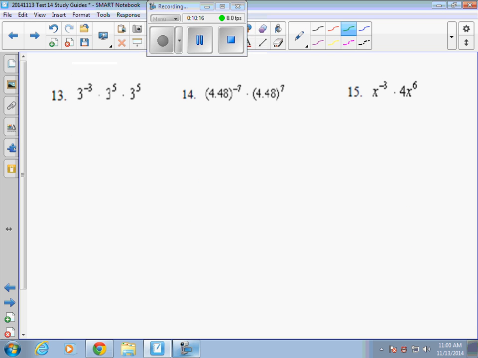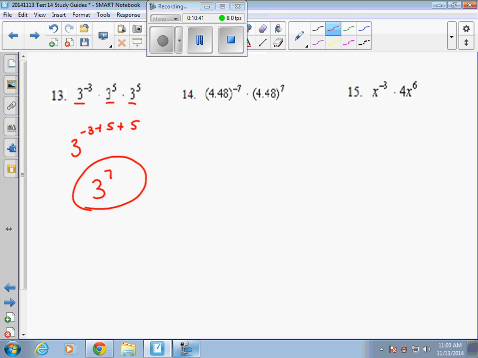Number 13, you're multiplying all of the same bases. So 3 times 3 times 3. You add negative 3 plus 5 plus 5. Negative 3 plus 5 is 2, and 2 plus 5 is 7, so 3 to the 7th, and we're going to leave it like that. You can possibly do 3 times itself 7 times and get a great big number. We'll leave it like that for right now, though.